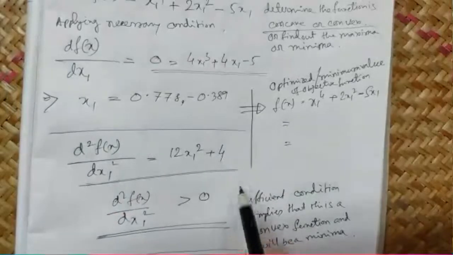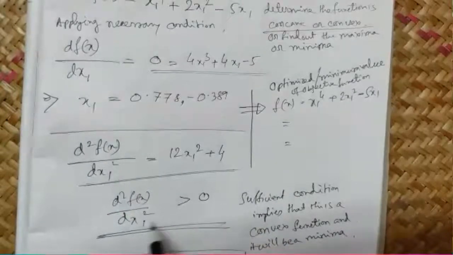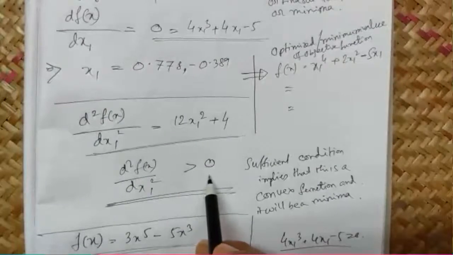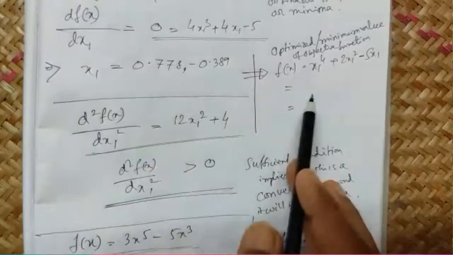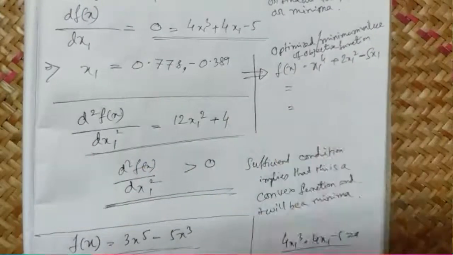Whatever you put, you will get a value greater than 0. So now if we put the values over here, you will get the maximum value of the function.